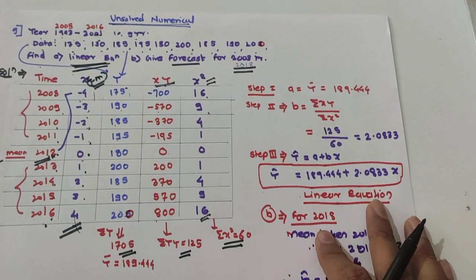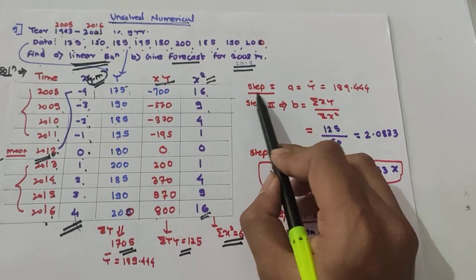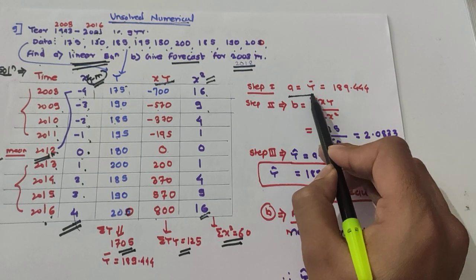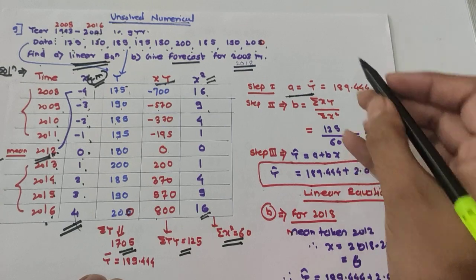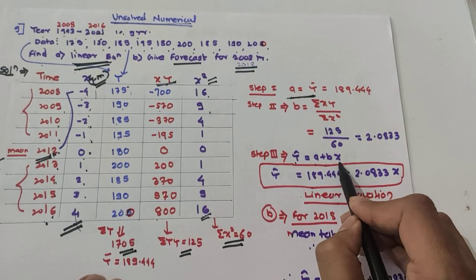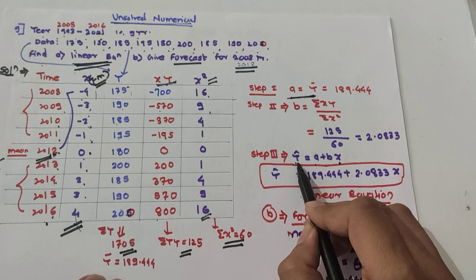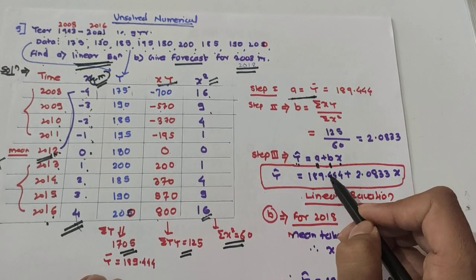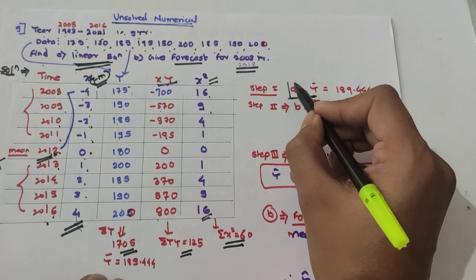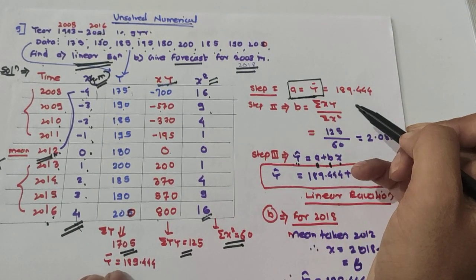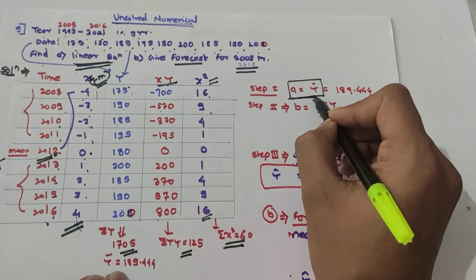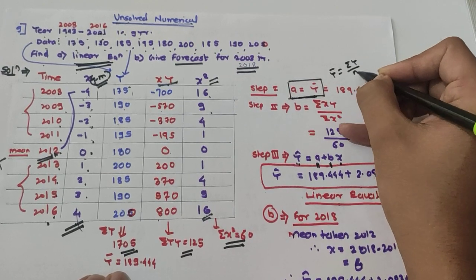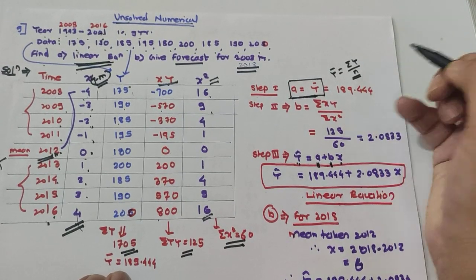Now we have to find the linear equation. So friends, in step 1, see what a is here. We have the equation y cap is equal to a plus bx. That means to calculate that equation we need the values of a and b, because those are constant values. Always remember, the value of a is nothing but your y bar. And how to calculate y bar? Y bar is summation of y upon the total number of observations.